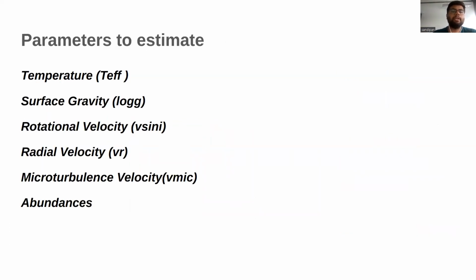So finally, we are left with these parameters that we can estimate from the spectrum. It is the temperature, surface gravity, the rotational velocity, radial velocity, microturbulence velocity, and abundances.